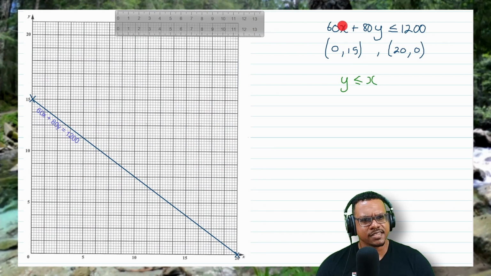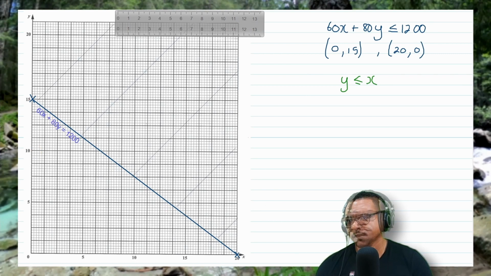And now seeing that we have 60x plus 80y is less than or equal to 1200, that would be shading below the line. But we'll do the opposite because we have more than one inequality and we want to know the common region. So I'll shade the opposite direction. Less than or equal to would be under the line, so I'll shade the opposite direction, which will be above the line. All right, so here I have my shading, which is above the line, the opposite direction of the inequality.